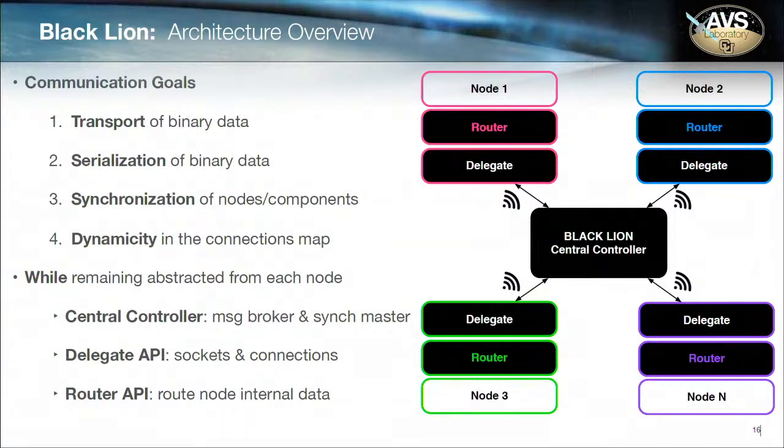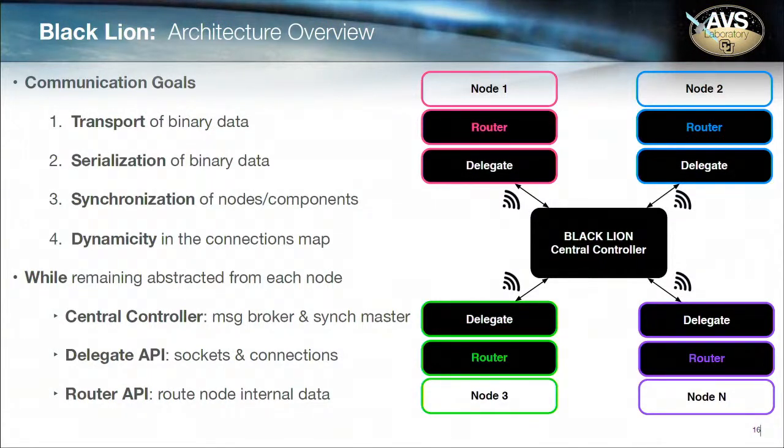So Black Lion aims to achieve 4 communication goals. The first is the transport of binary data between nodes or applications. The second is serialization of binary data. So each application needs to know how to translate the received bytes into structured data that it can then handle internally. The third goal is synchronization.